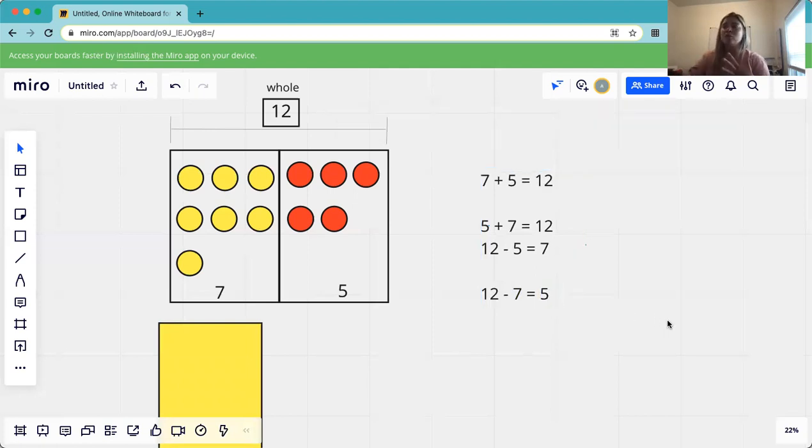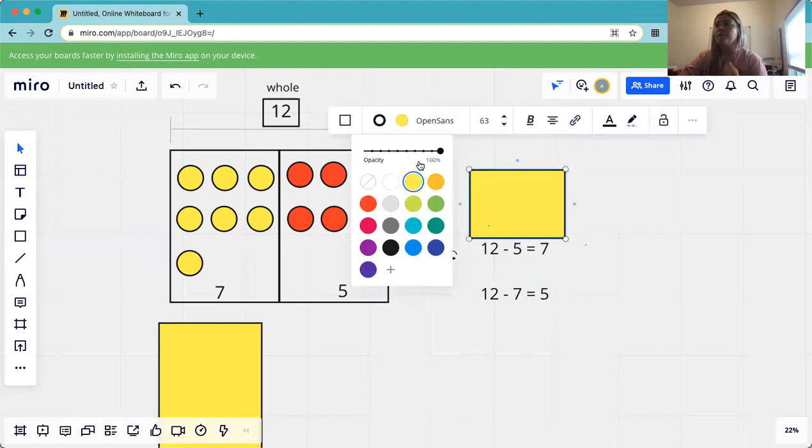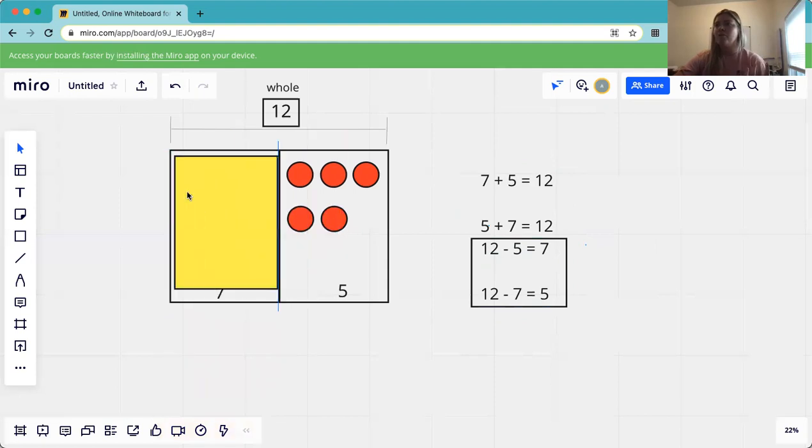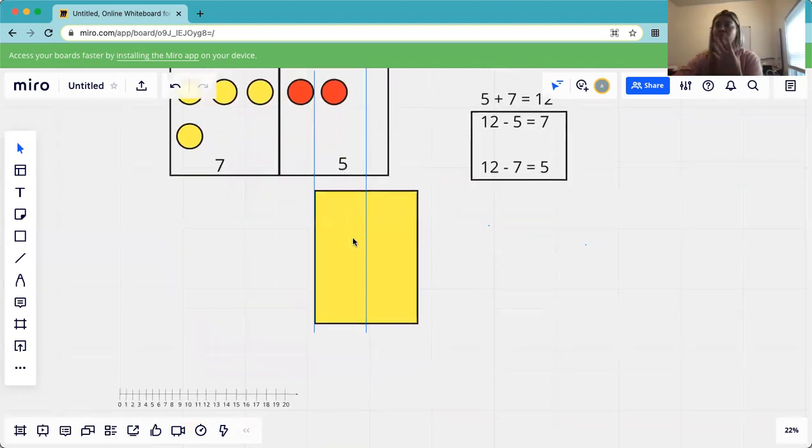So 7 plus 5 equals 12, and 5 plus 7 equals 12. That's my addition equations. I'm switching my parts, my addends. I'm just switching them around. When I'm moving down to these, again, I'm switching them. I use this to help me because then I was able to figure out, okay, I'm going to start with 5. I'm going to take my whole and subtract 5 from it. Then I have my 7.